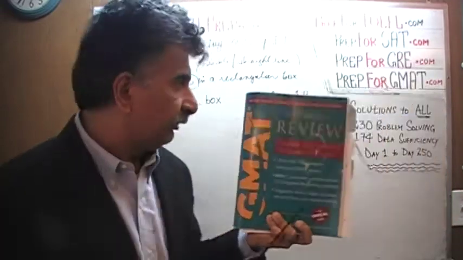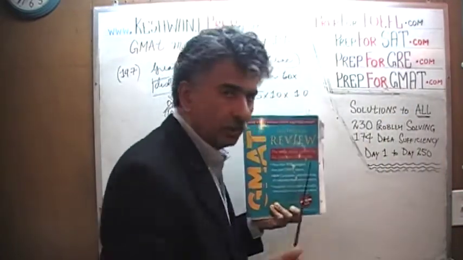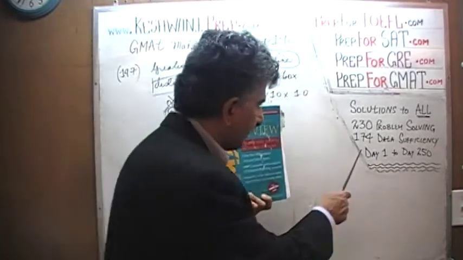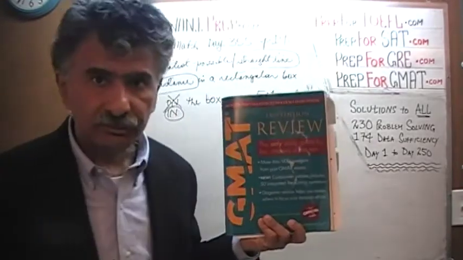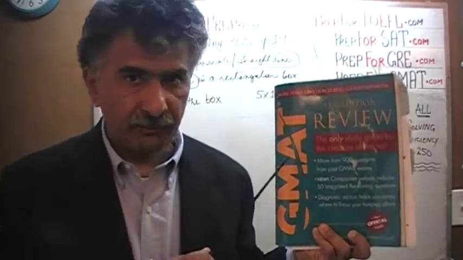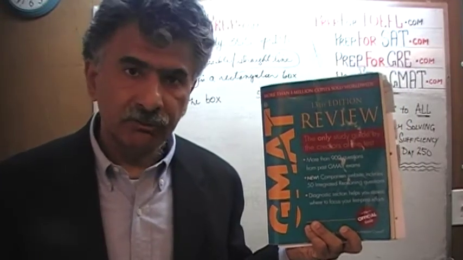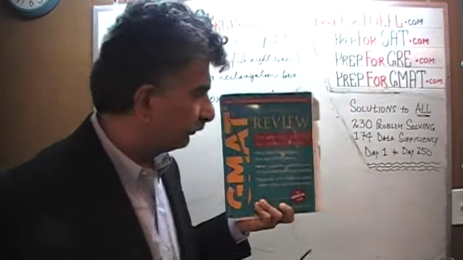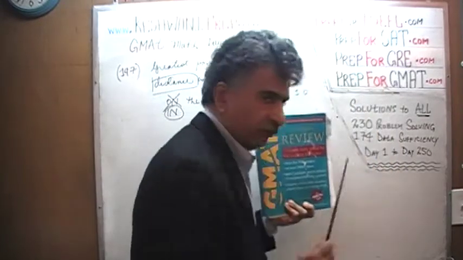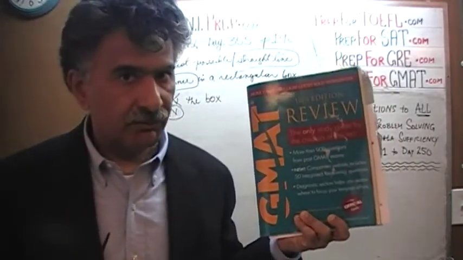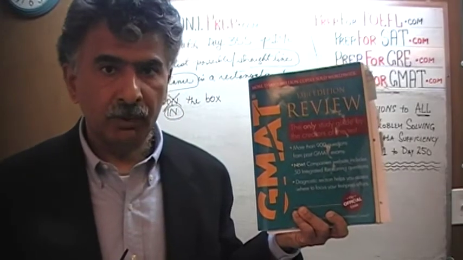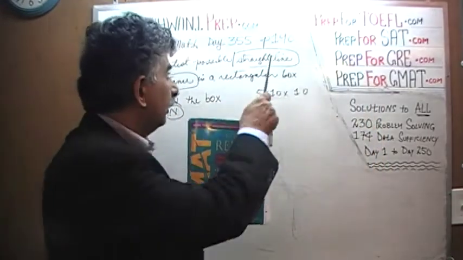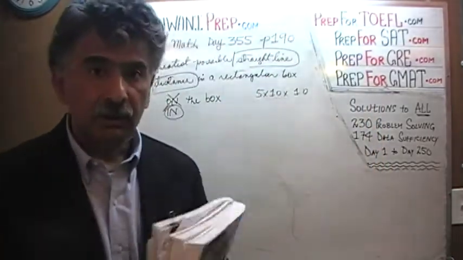The book contains 230 problem-solving questions. It has 174 data sufficiency questions. We have already solved every single math problem from this book. If you're interested in watching the original solutions to the problems, you will find them from day number 1 through 250. Right now, we are in the process of redoing the problems, and we are on page number 190. Please turn to it.